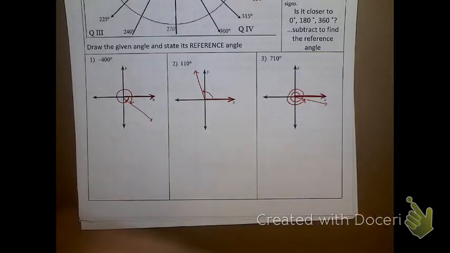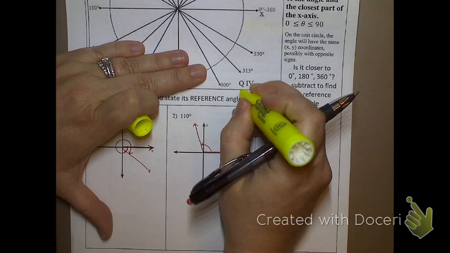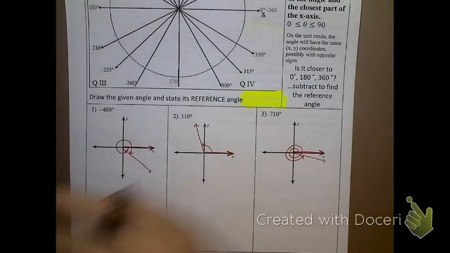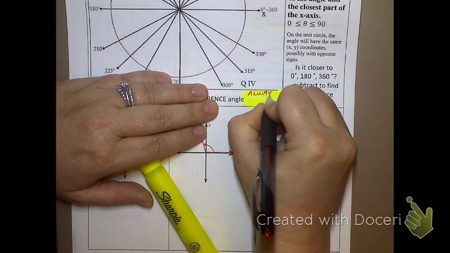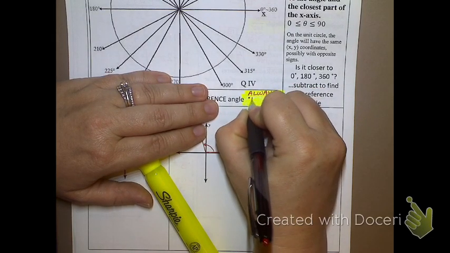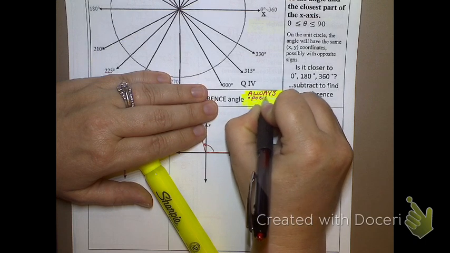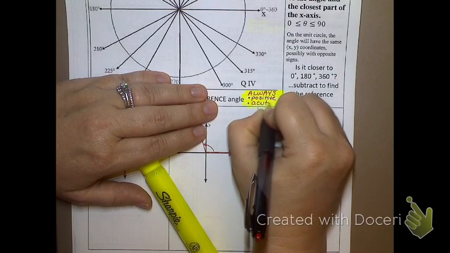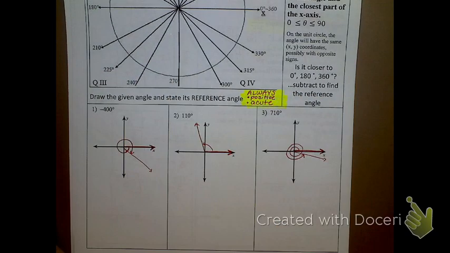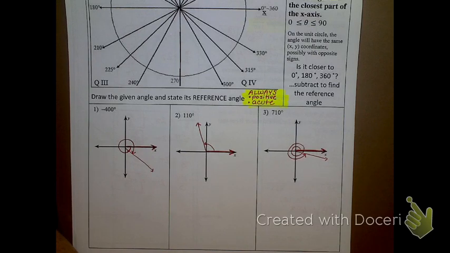Now let's talk about this thing called a reference angle. I have 2 main rules about a reference angle, and I'm going to list them right here. A reference angle is always these 2 things. It is always positive, and it is always acute. Always positive and always acute. Now, reference angle is probably one of the most important things that we talk about with regards to the unit circle.